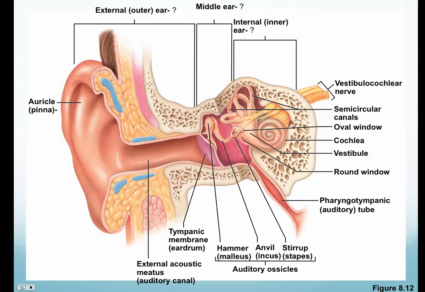Here's an overview of all the structures of our ear. We have this external or outer ear. This is only involved in hearing. Middle ear, this is only involved in hearing as well. However, our internal ear is involved in both hearing and equilibrium. For the next couple of slides, we're going to go step by step through the different functions of each of these structures, starting from the external ear and ending at our internal ear.